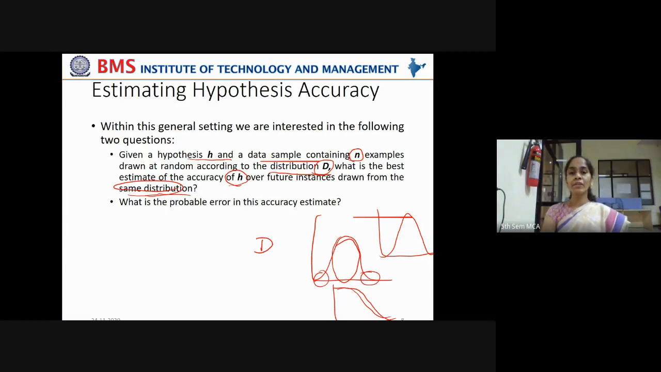Okay, then what is the accuracy of h over future instances drawn from the same distribution D? And one more question is, what is the probable error in this accuracy estimate? Now, what would be the probable error associated with this accuracy estimate we are making? These two questions we are interested in. That is why we try to evaluate the hypothesis.